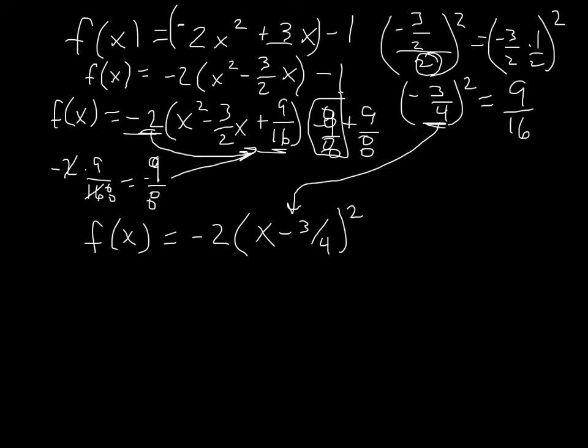So really, what do I have? I have negative 8 plus a 9. I think that would be a positive 1/8. And therefore my vertex is 3/4, 1/8.